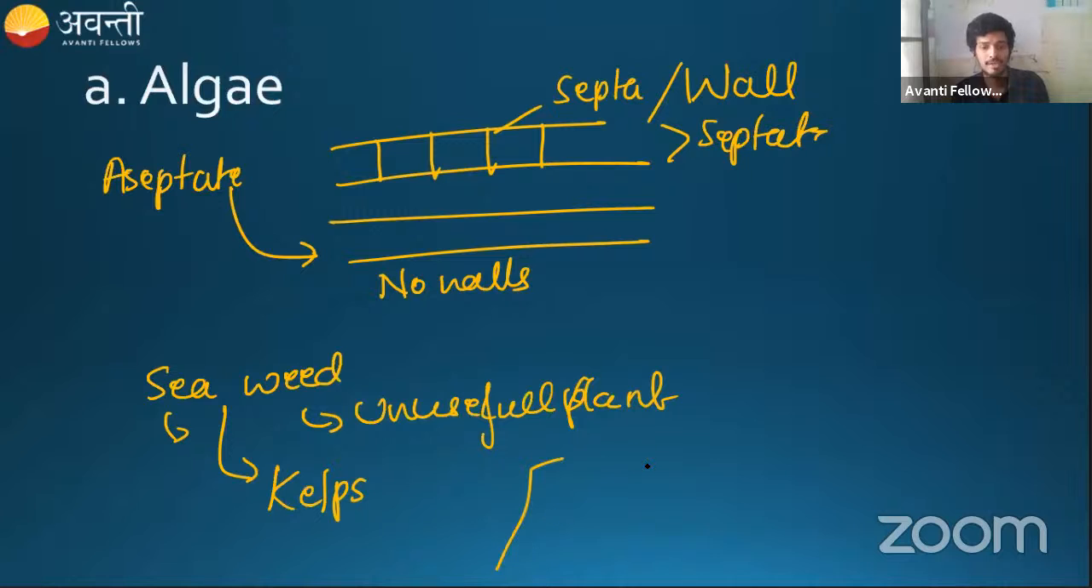They will grow very long like this, and they will stick to the boats, the turbines and everything. That's why we call it seaweed.